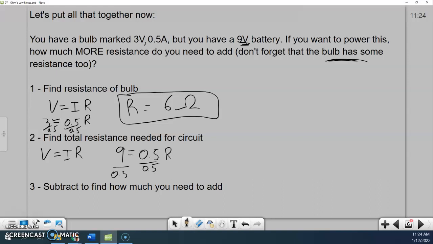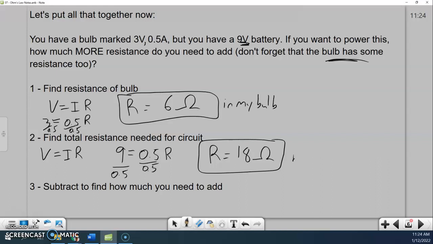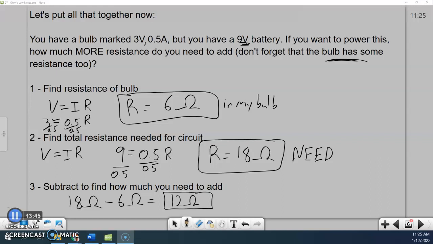Divide both sides by 0.5. I need 18 ohms in total. So I don't have enough resistance. I have 6 in my bulb, but I need 18. Otherwise my bulb will blow up. So I need to get to 18 ohms, and I've already got 6 in my bulb. I need to add 12 more ohms to slow things down. I need to find a way to add 12 ohms to this circuit in order to make sure I don't burn out my bulb.